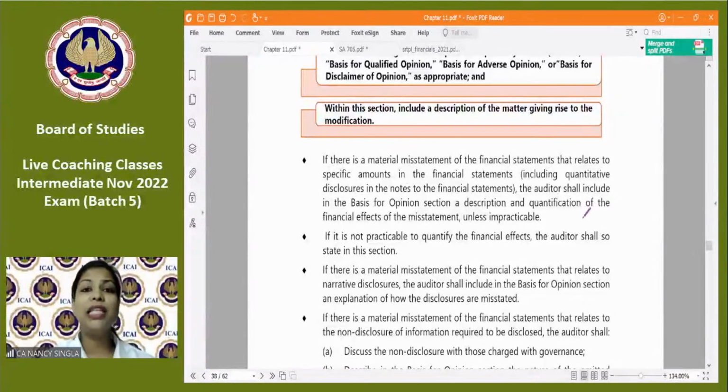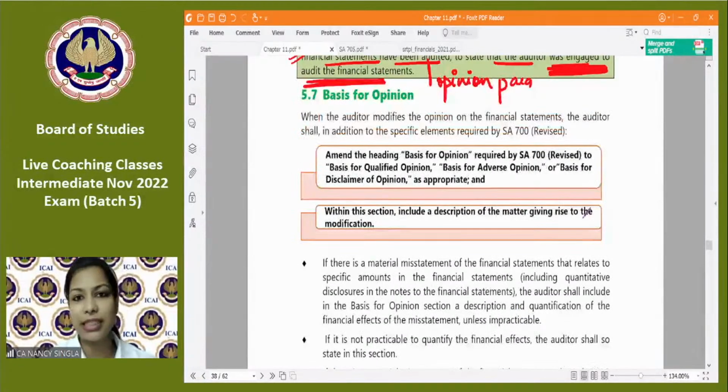Now what will be the changes in basis for opinion section? Opinion section का qualified और adverse के लिए clear है, disclaimer के लिए we will do it later on, ठीक है? Now basis for opinion में first and foremost the heading will change. वहां पर we were mentioning SS 700 में basis for opinion, here will be mentioning basis for qualified opinion, basis for adverse opinion, basis for disclaimer of opinion.